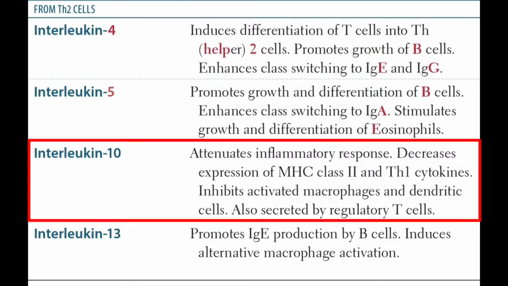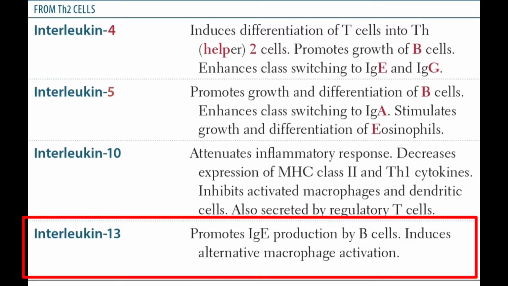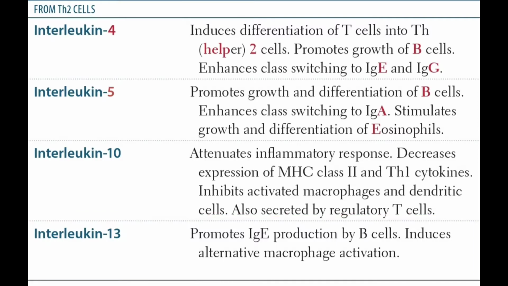Interleukin 10 attenuates inflammatory response. It decreases expression of the MHC class 2 and Th1 cytokines. It inhibits activated macrophages and dendritic cells, and it is also secreted by the regulatory T cells. Interleukin 13 promotes IgE production by the B cells. It induces alternative macrophage activation.